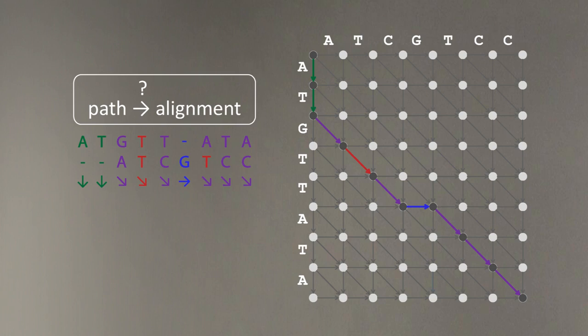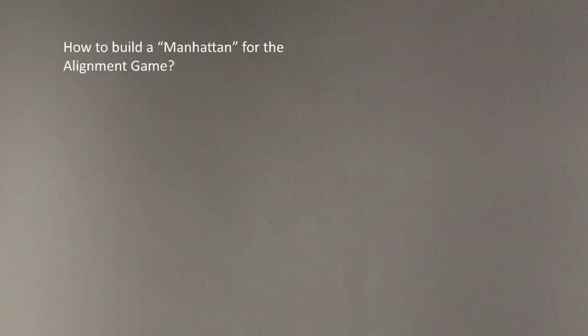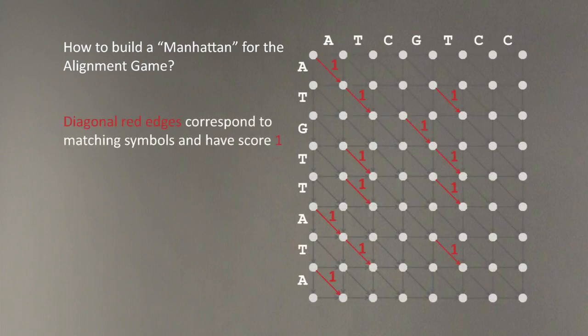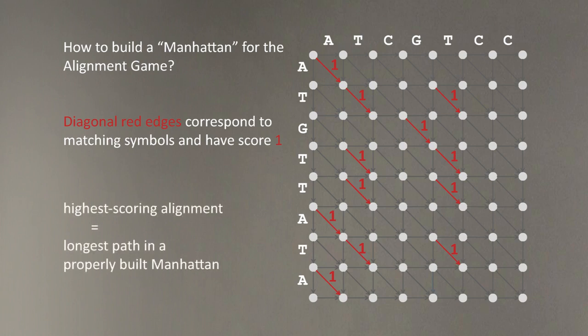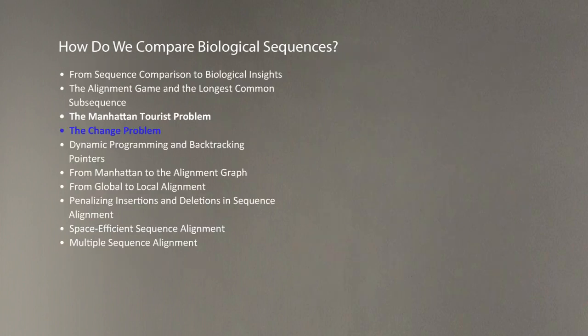And therefore, to play the alignment game, to construct the longest common subsequence, the only thing we need to do is to travel optimal ways in the graph. And the question often for sequence comparison problems in biology amounts to building an appropriate Manhattan. We'll do it a lot in this lecture. In the case of longest common subsequence, what would this Manhattan be? In this case, diagonal red edges correspond to matching symbols and have score 1 if the corresponding symbols for these diagonal edges match each other. And the highest scoring alignment in this case is simply the longest path in a properly built Manhattan.